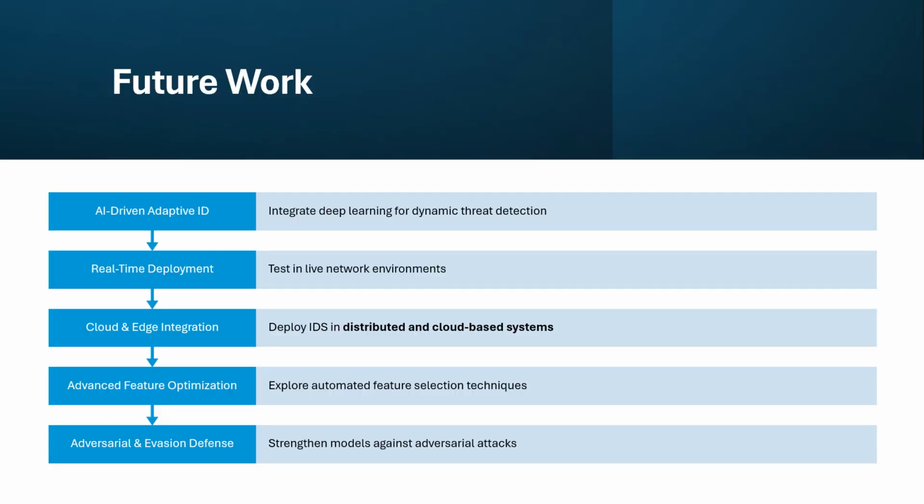To conclude, this work demonstrates that machine learning techniques combined with effective feature optimization can significantly enhance the performance of intrusion detection systems. By reducing the feature dimensionality while maintaining high accuracy, we are able to improve both computational efficiency and scalability. This makes the system more suitable for real-time detection in modern, high-speed network environments.